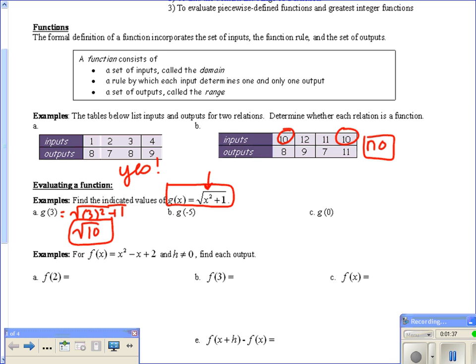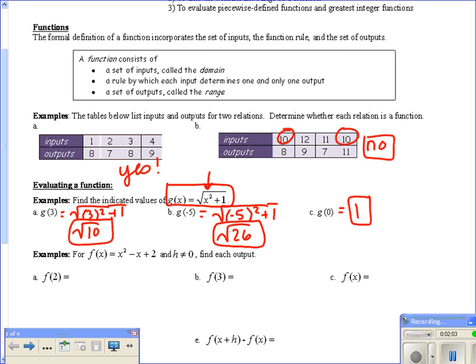For b, now you have to be careful because you have a negative. That's why anytime I plug things into my equation, I always put parentheses around what I'm substituting in. So negative 5 squared becomes positive 25 plus 1, which would give me root 26, which also does not simplify because it's 2 times 13. And for c, I have 0. 0 squared would just be 0 plus 1 is 1. The square root of 1 is just 1.